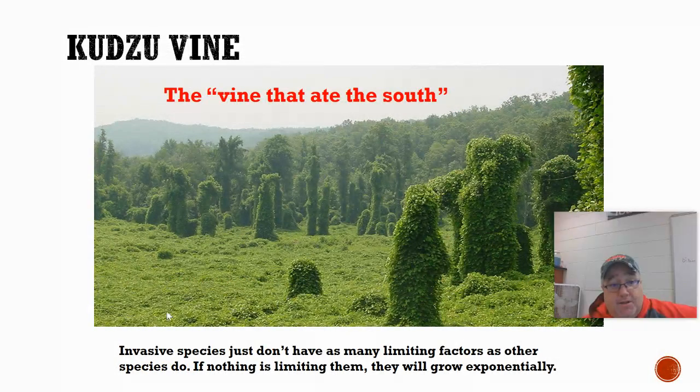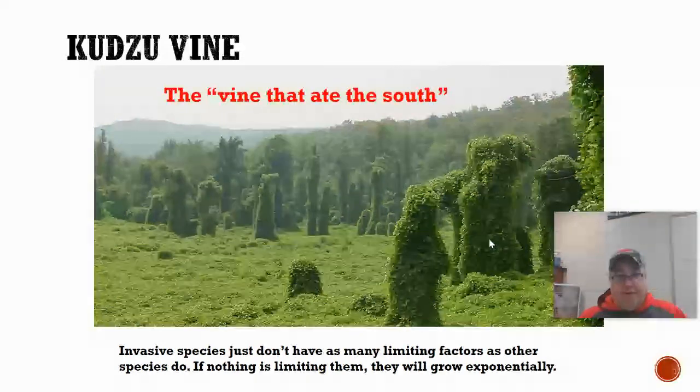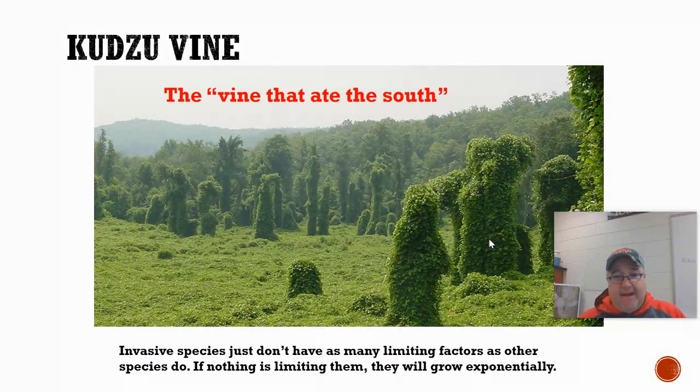Here's another example of an invasive. This is called the kudzu vine. Again, the kudzu vine is not native to the United States. It's native to, I believe, Japan. It is Japan. But it was introduced to the United States back in the late 1800s. They brought it over here as kind of an ornamental plant. They thought it looked pretty to grow like on your front porch and things like that.